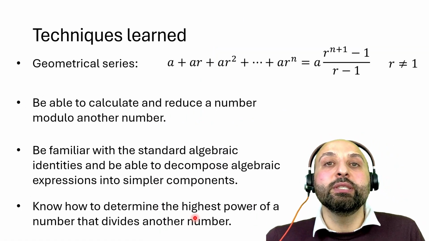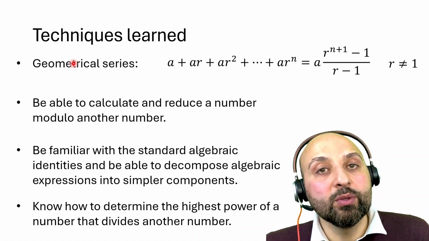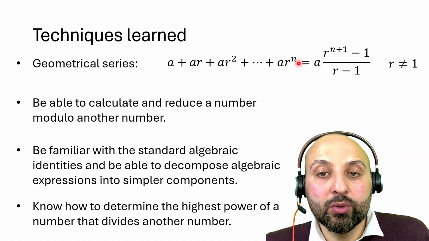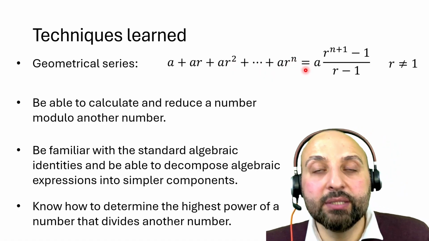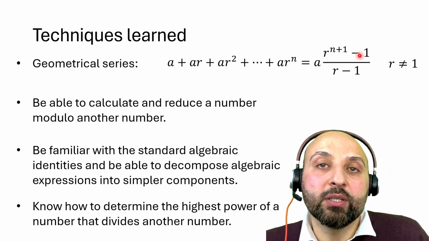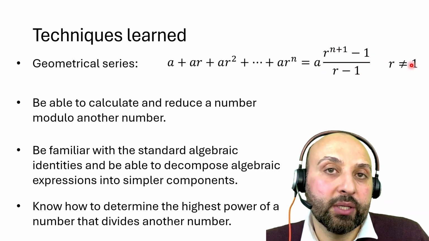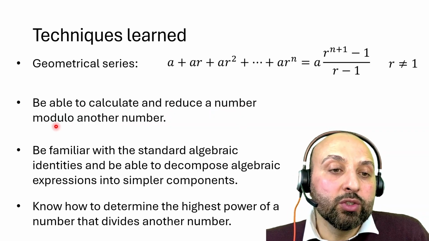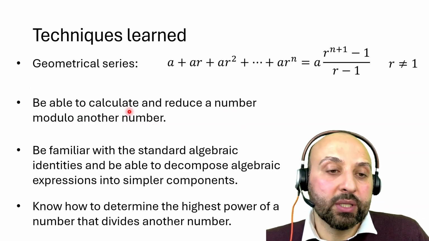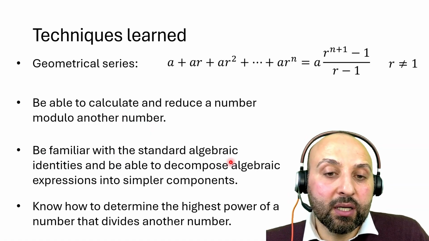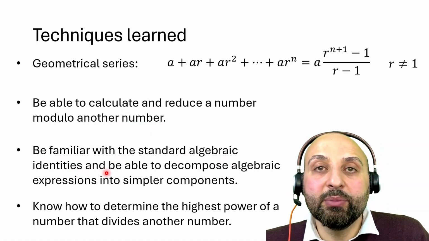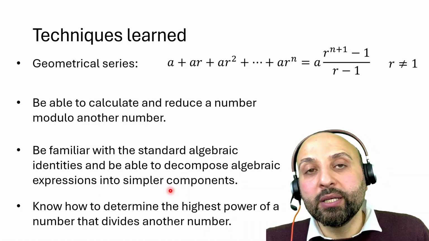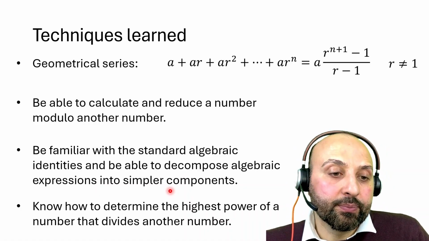Let's see what we have learned through this exercise. Obviously, you should be able to calculate the geometrical series if you have a plus a times r plus a times r squared till a times r power n. This is equal to a multiplied by r power n plus 1 minus 1, divided by r minus 1. r should not be equal to 1. Second point is to be able to calculate and reduce a number modulo another number. This is very important. Be familiar with standard algebraic identities and be able to decompose an algebraic expression into simpler components. Like we said, a squared minus 1 is equal to a minus 1 times a plus 1.